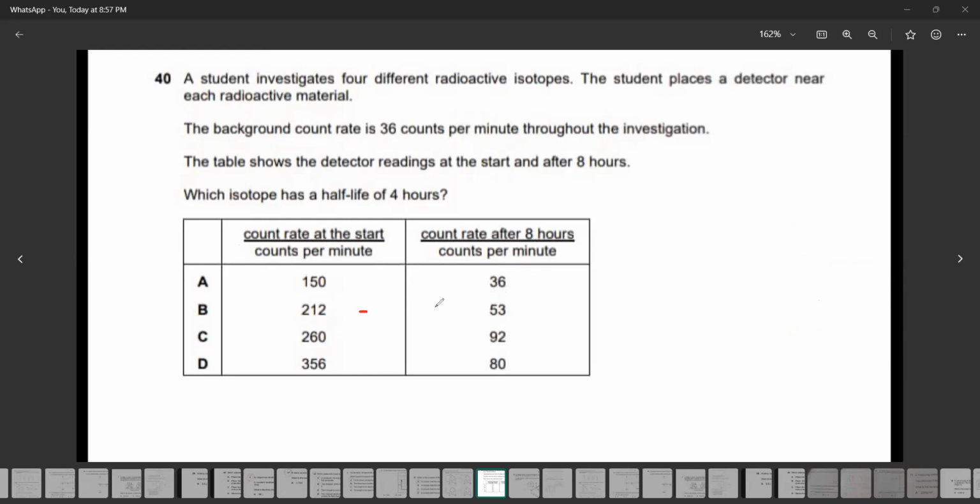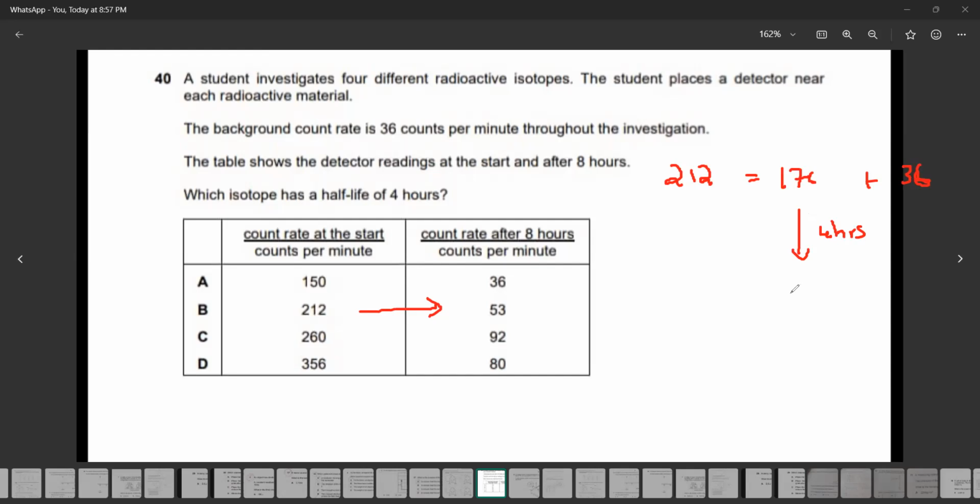Now we check B. For B, we are receiving 212, and out of 212, 36 are due to the background. So how many are due to the source? 212 minus 36 is 176. Then after a half-life, after 4 hours, 176 divided by 2.